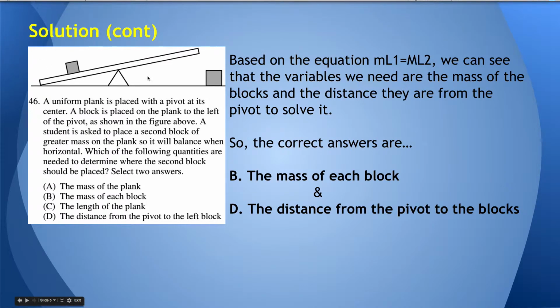And then here's the solution. Based on the equation mL1 equals mL2, we can see that the variables we need are the mass of the blocks and the distance they are from the pivot in order to solve it. So the correct answers are B, the mass of each block, and D, the distance from the pivot to the blocks. B and D are the answers to number 46.